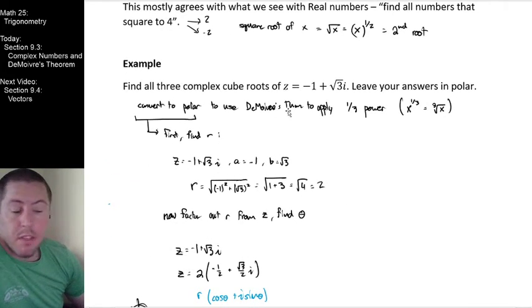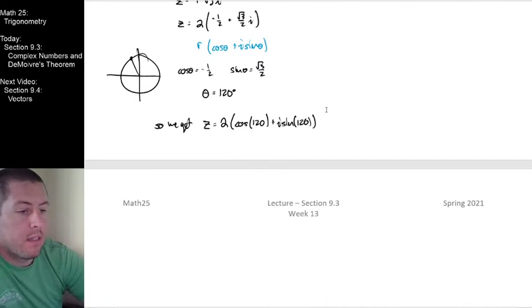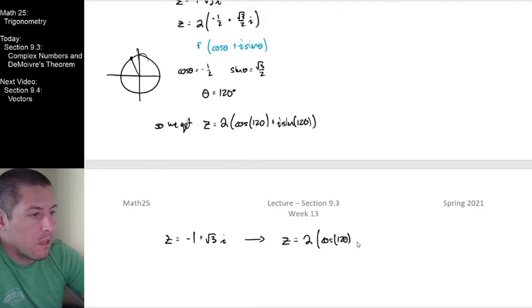Now let's use De Moivre's theorem to apply our 1/3 power, right? So we've converted z. We've got that z equals negative 1 plus root 3i has been converted into z equals 2 cosine 120 plus i sine 120.